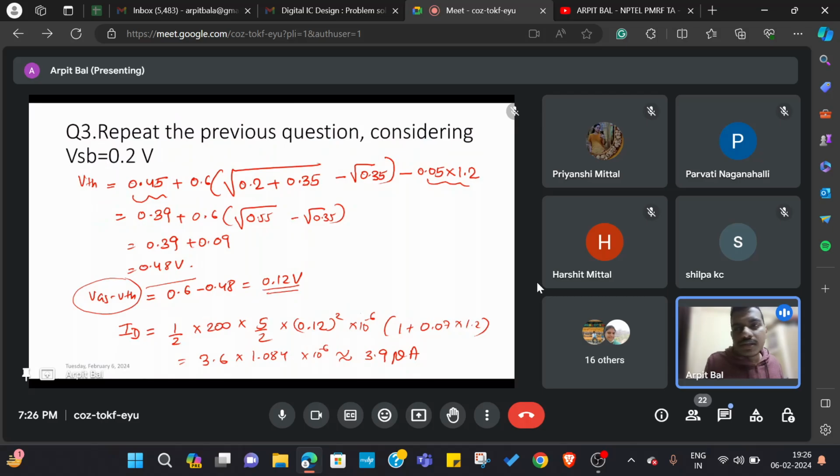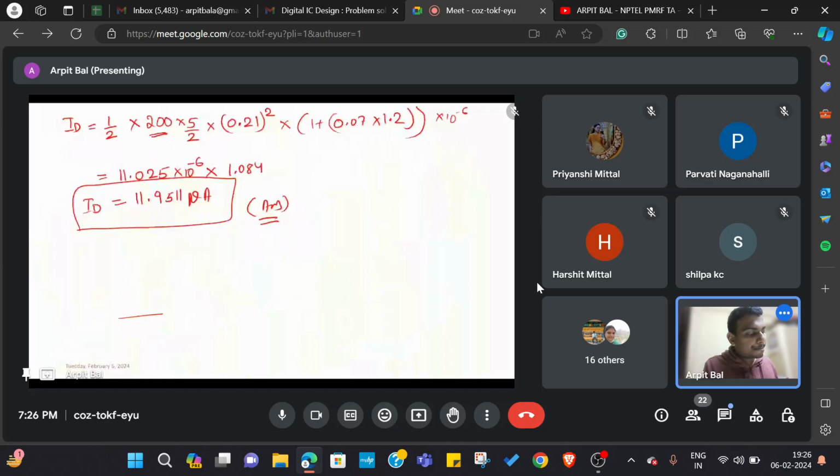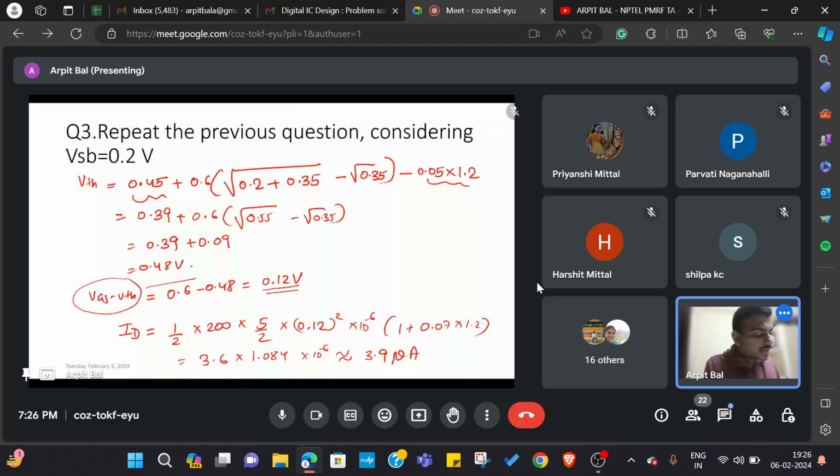In the next question, we assign some value to VSB, so that we take the body effect into consideration as well, because in the previous case VSB was equal to 0. With VSB, VTH changes, and again we redo the same thing.